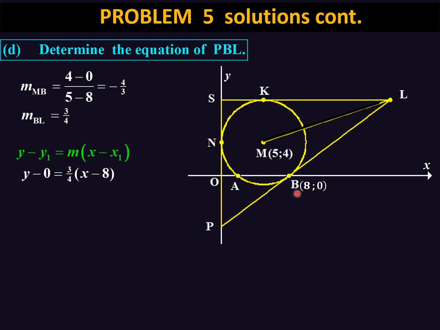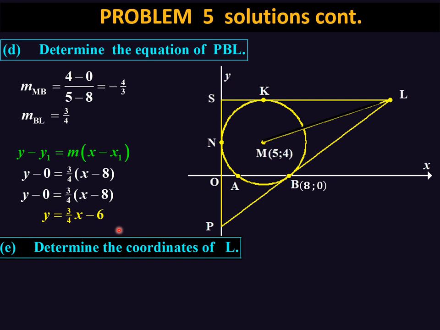There's the equation. Let's substitute. I have to substitute point B, which is 8 and 0. And if we simplify that, the equation of PBL is y equals 3/4 x minus 6. Now let's look at our last question. Determine the coordinates of L.